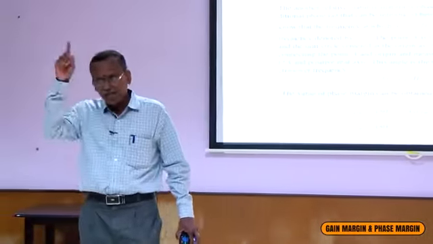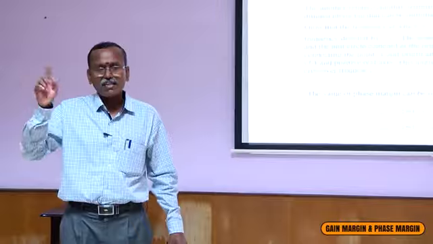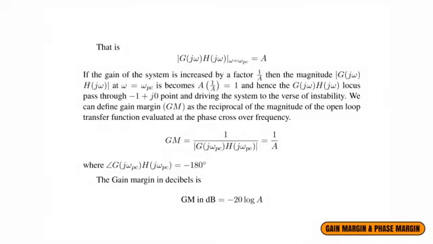Gain margin is 1 by A in linear scale. In logarithmic scale, it is 20 log 1 by A. 20 log 1 by A equals what? Minus 20 log A. So we have to find the gain at 180 degrees. For that we have to take 20 log.